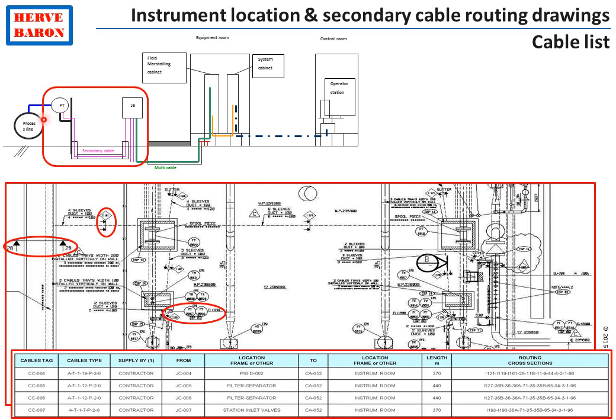The location of the instrument and the routing of the secondary cable up to the junction box is shown on the instrument location and secondary cable routing drawing. Together with the cable list, it will allow to install the secondary cable as well as the instrument, which could be located quite far away from the tapping point. Hence, it is necessary to specify its location.